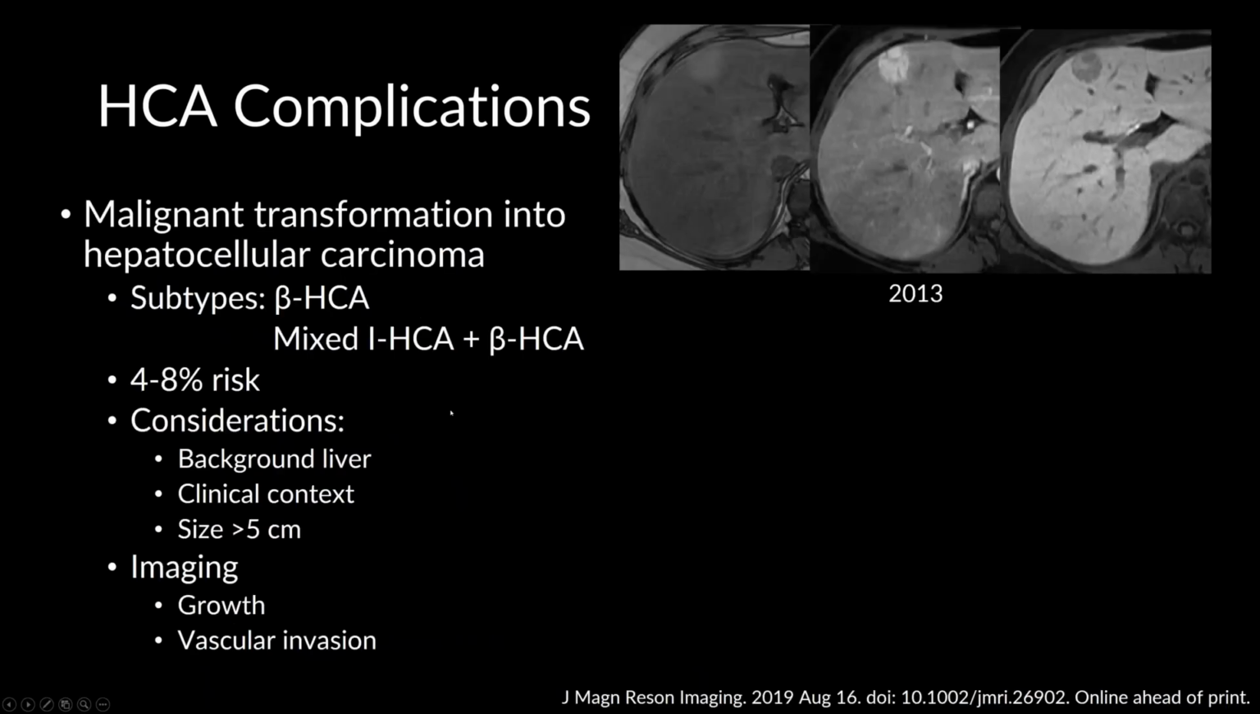So as far as malignant transformation into hepatocellular carcinoma, the subtypes are any of those lesions that contain the beta-catenin-activated mutation. And the malignancy is about 48% risk. Considerations include what's the health of the background liver, the clinical context, for example, as we talked about, those patients with glycogen storage disease have an increased risk of malignant transformation.